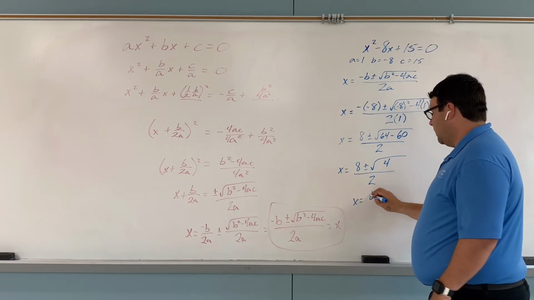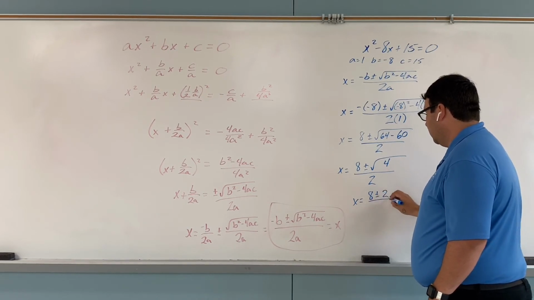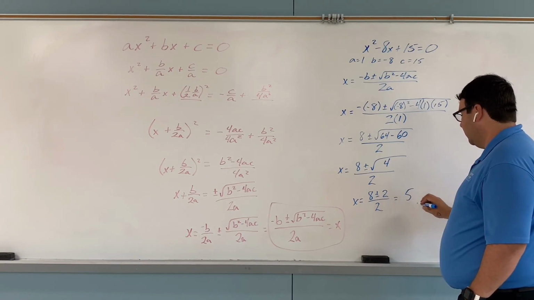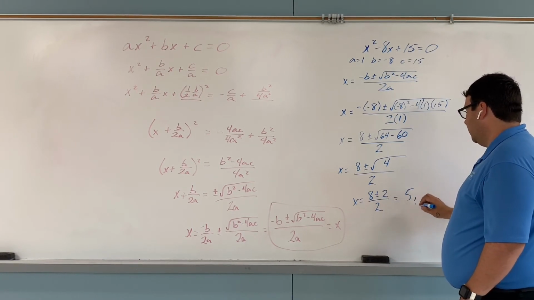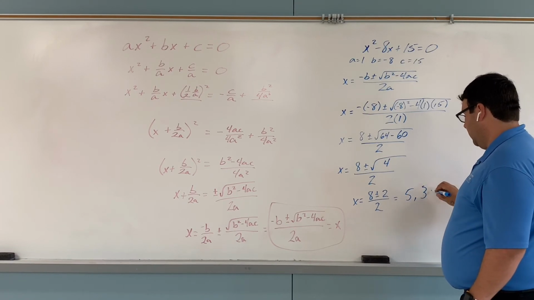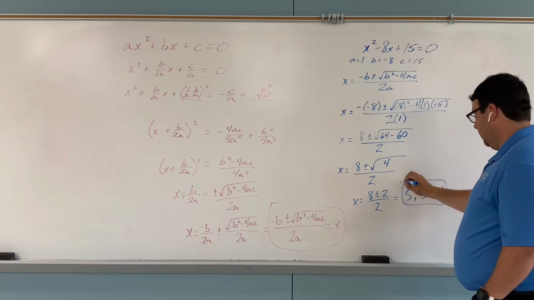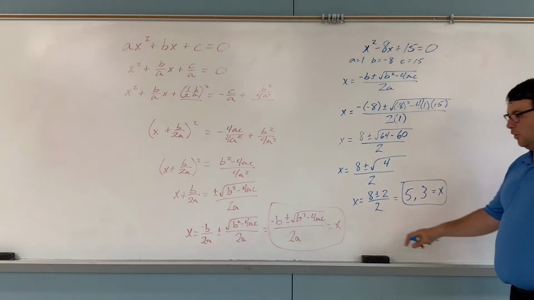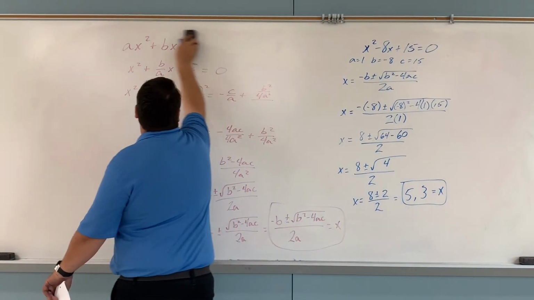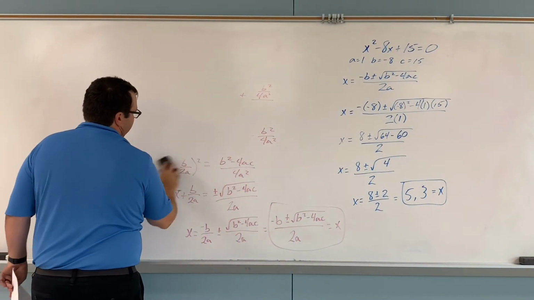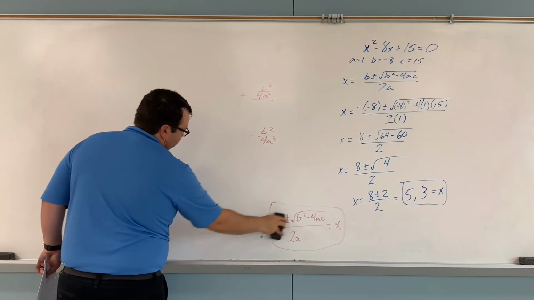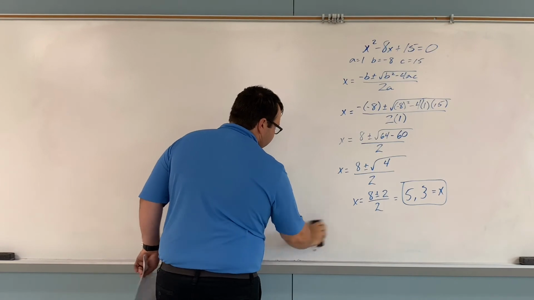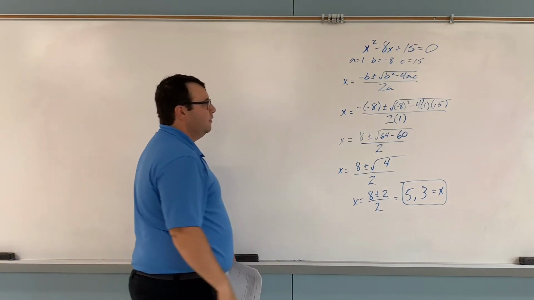x is equal to 8 plus or minus 2 divided by 2, which means 8 plus 2 is 10, divided by 2 is 5. 8 minus 2 is 6, divided by 2 is 3. X is either 5 or 3. Boom. You mathed it there. All you had to do was use that quadratic formula. You didn't have to go through and complete the square. You didn't have to go through and use square root property. You didn't have to go through and even factor the thing. You just used the formula.